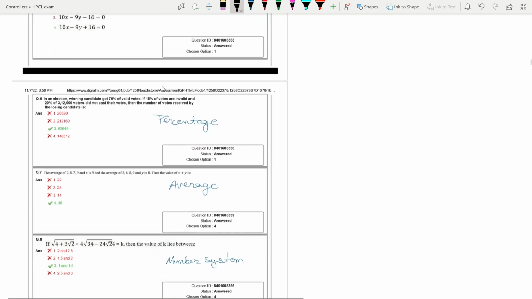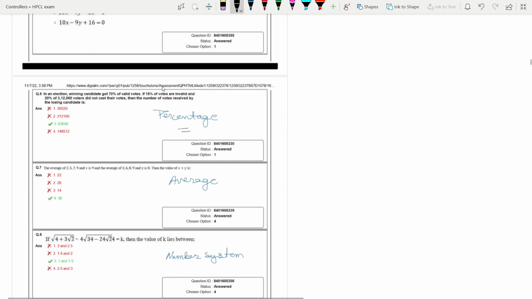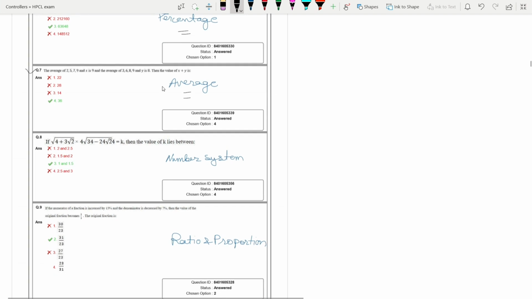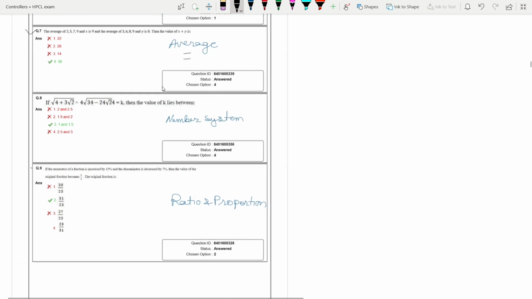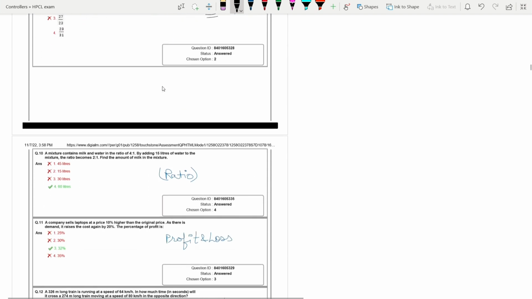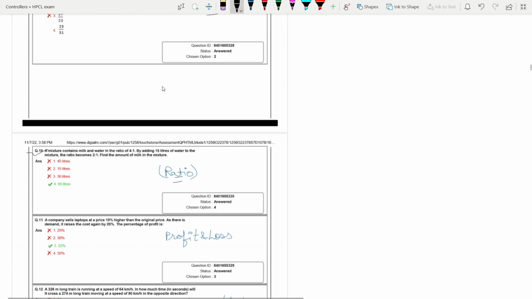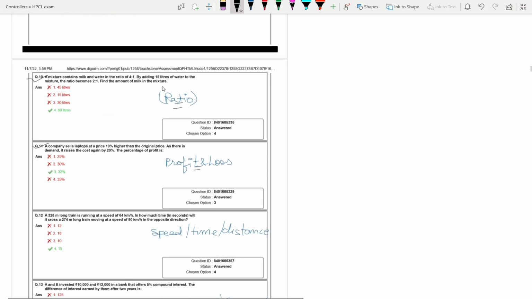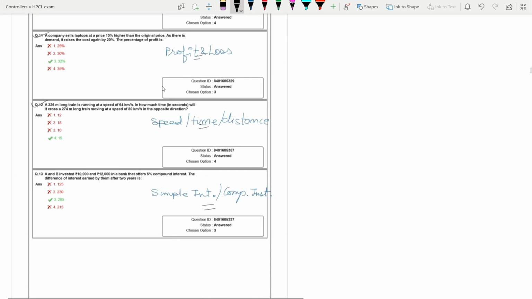The next question is from percentage itself, and you can just read the questions and try them on your own. That's again an average question. Number system you have over here, and the ninth question is from ratio and proportion. Again the 10th question is from ratio. Over here you have profit and loss, speed, time, distance, and again simple interest and compound interest.